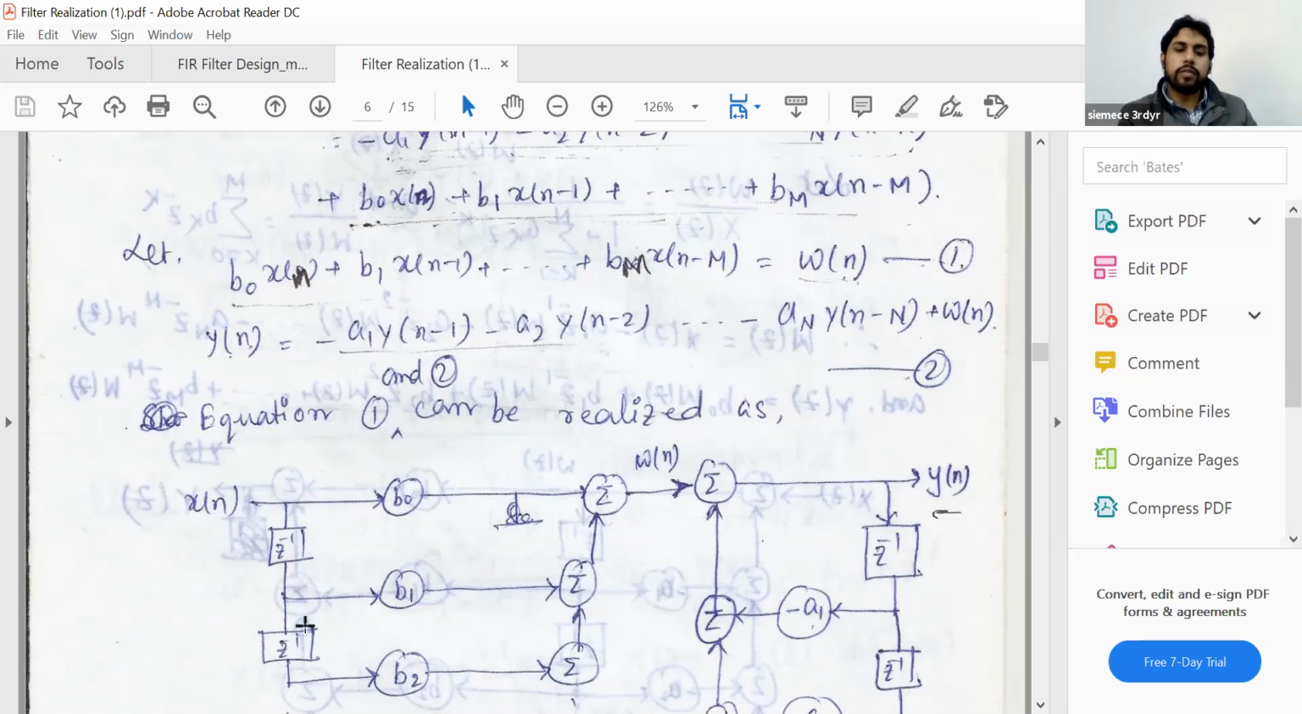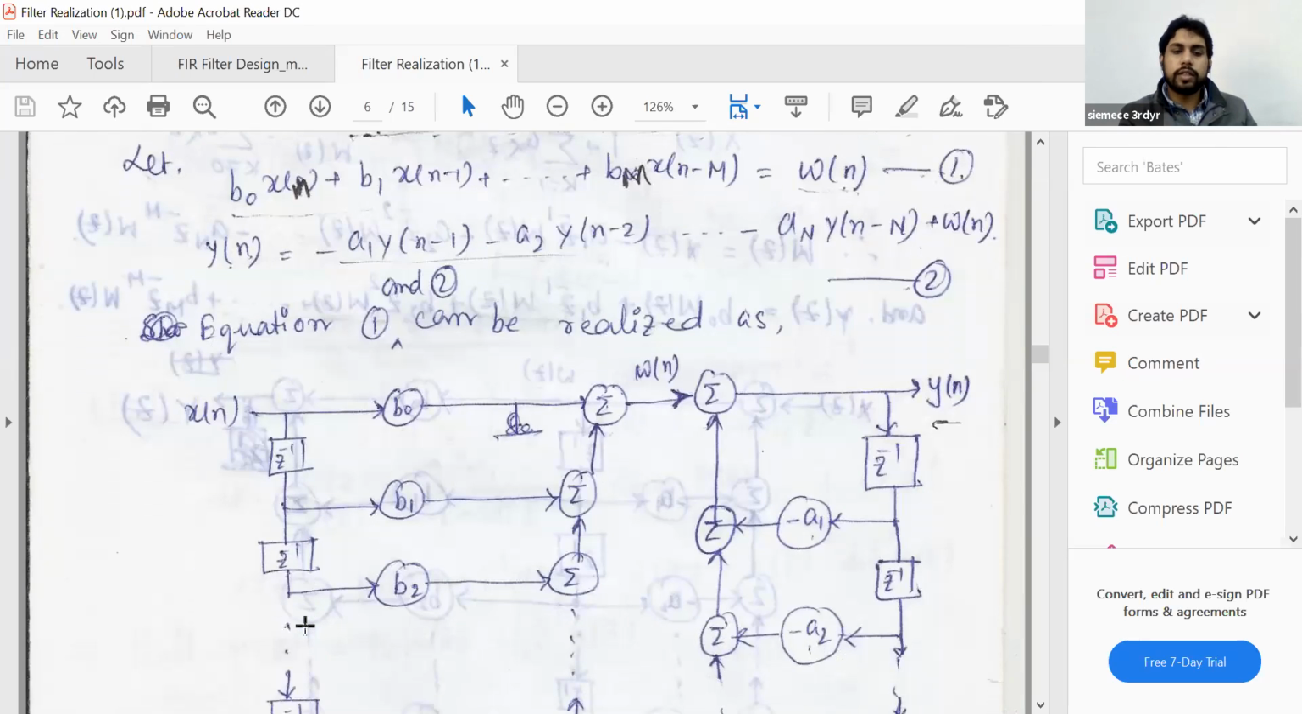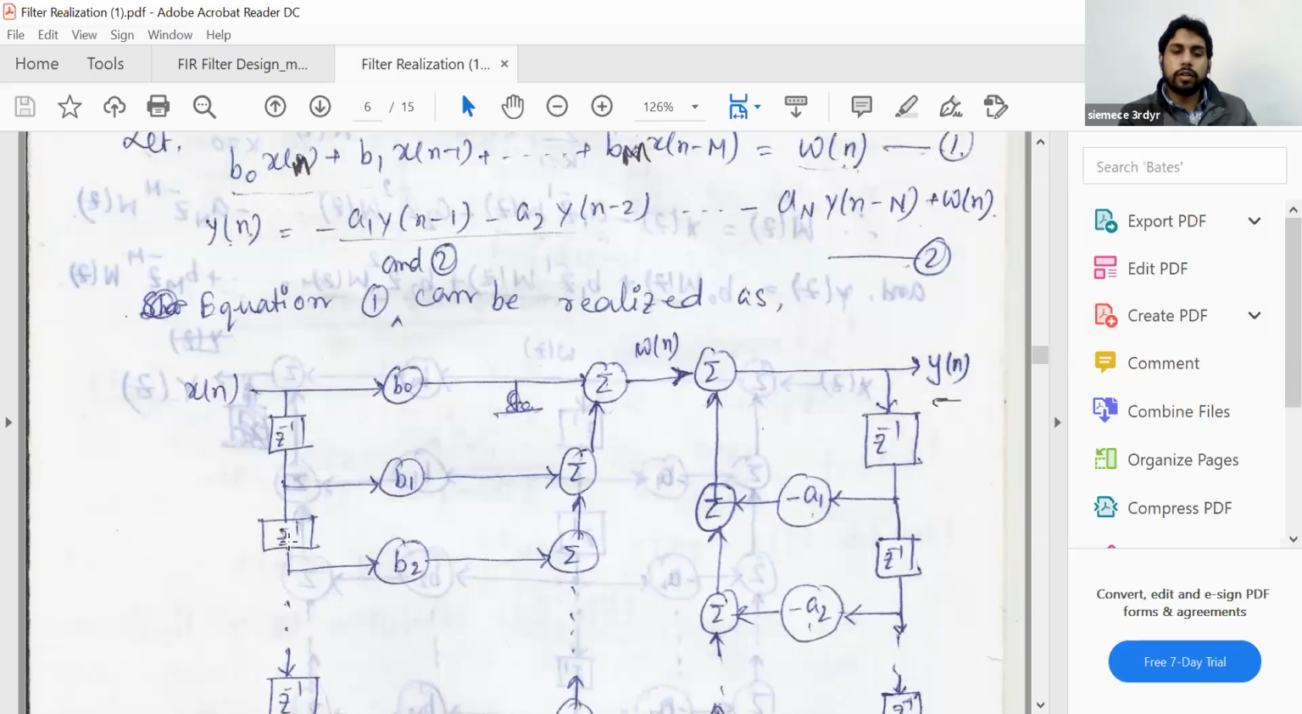Okay, so what will be the next term? This one is x of n minus 2 because it is delayed two times, one by here, another by here. So what is the signal at this point?